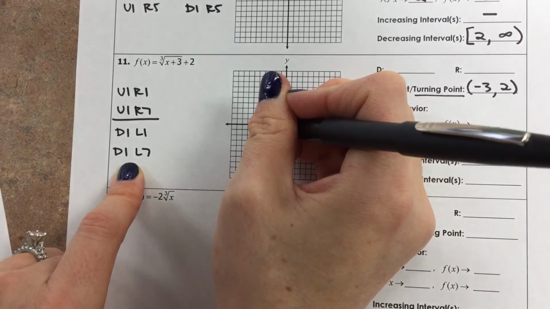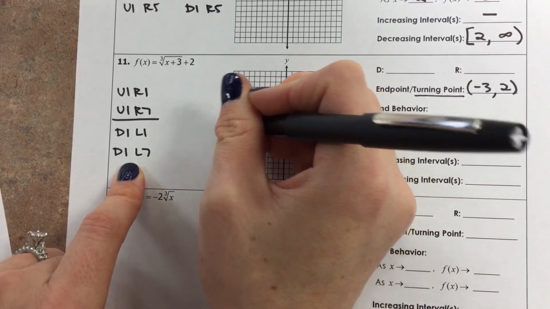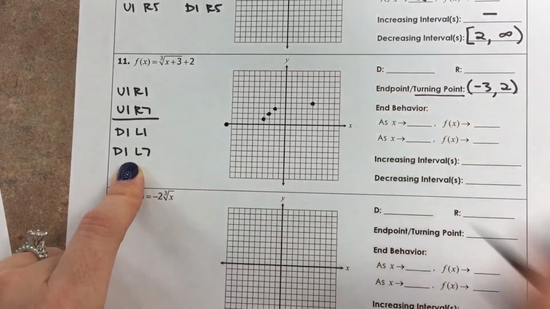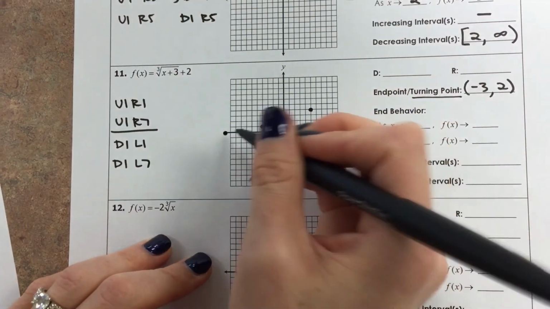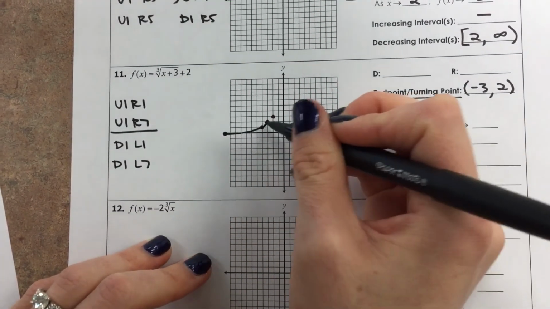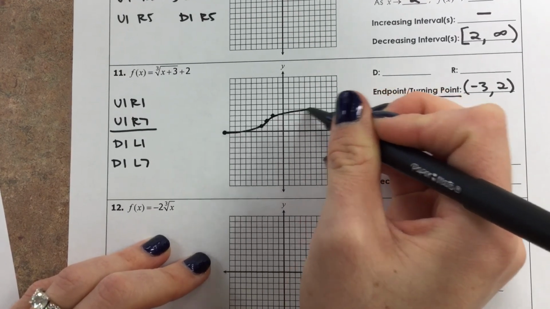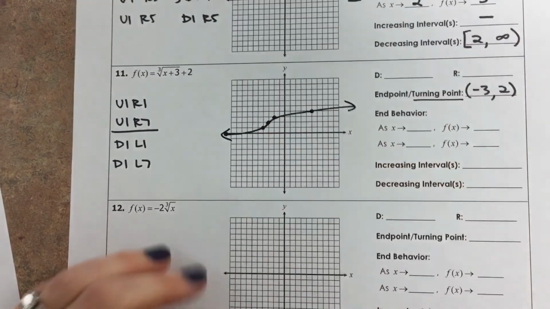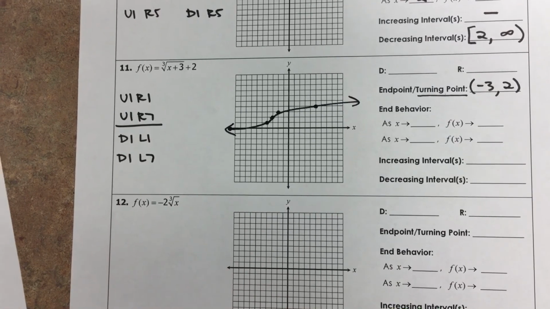Down 1 to the left 7. So 2, 4, 6. We got to go 1 point off the grid here. So this is where the little wiggle happens. So it goes like this up to the turning point, and then it turns and kind of faces downward like that. So that is what our cube root function looks like.